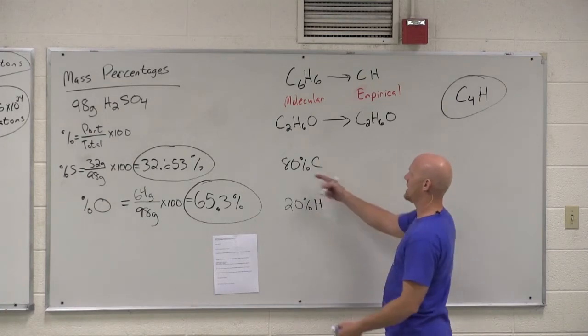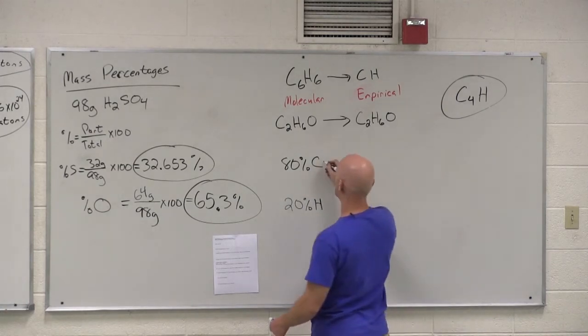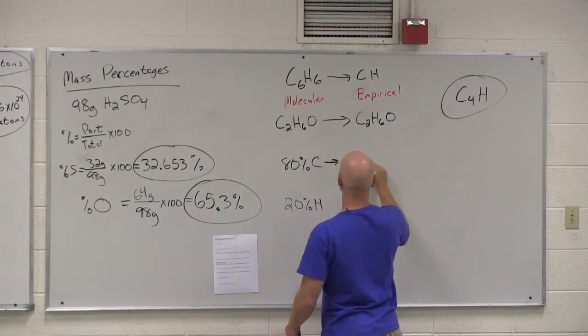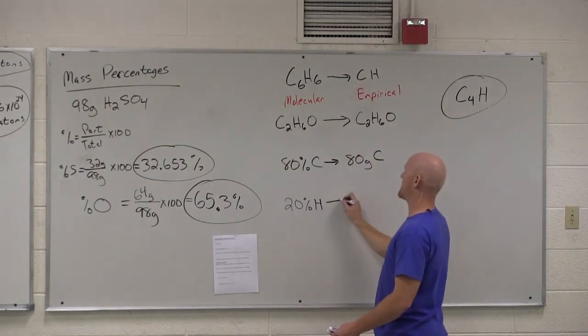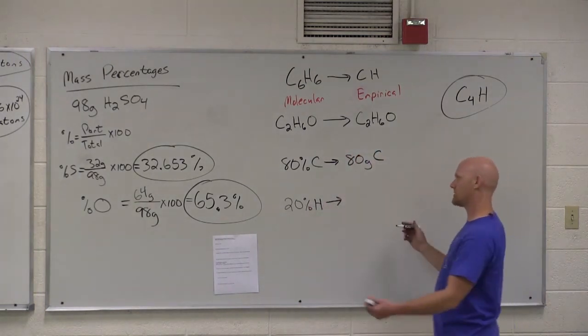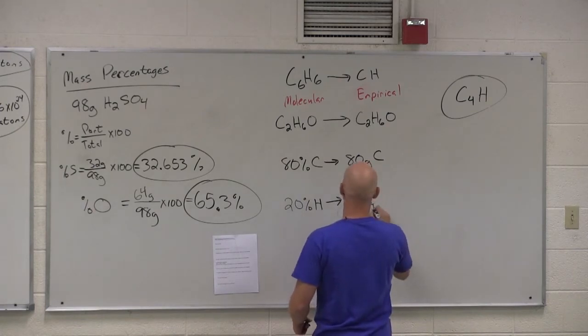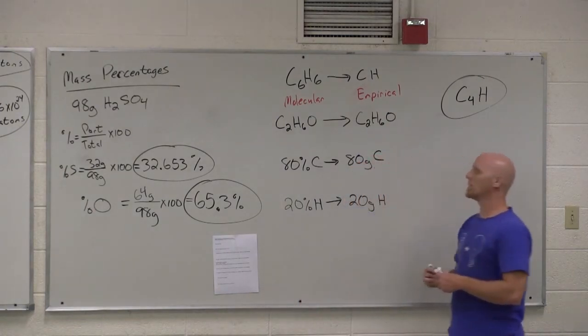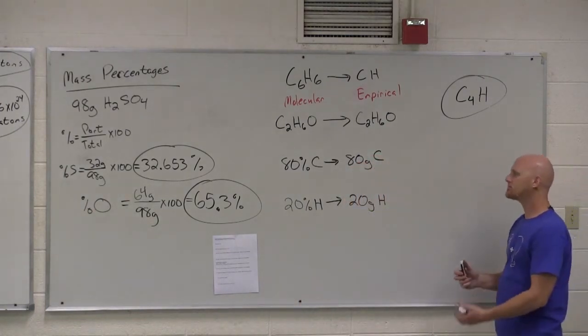If I have 100 grams and 80% of those grams are carbon, how many grams of carbon do I have? 80 grams. And again, if I have 100 grams and 20% of those grams are hydrogen, how many grams of hydrogen do I have? 20 grams. So save yourself some math by using a 100 gram sample size in this case.